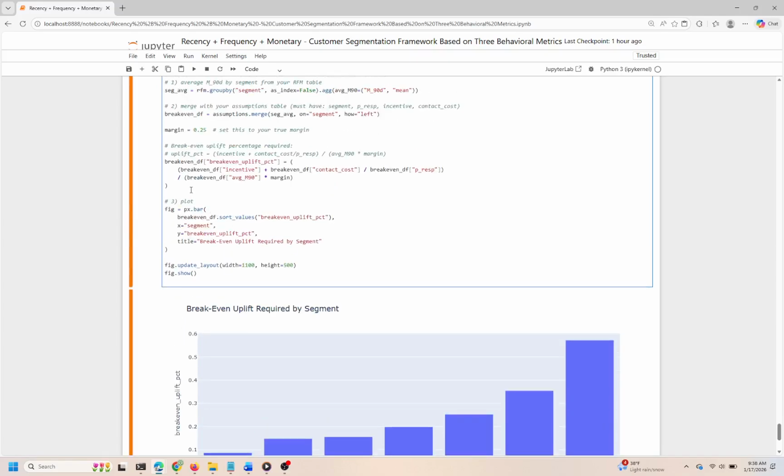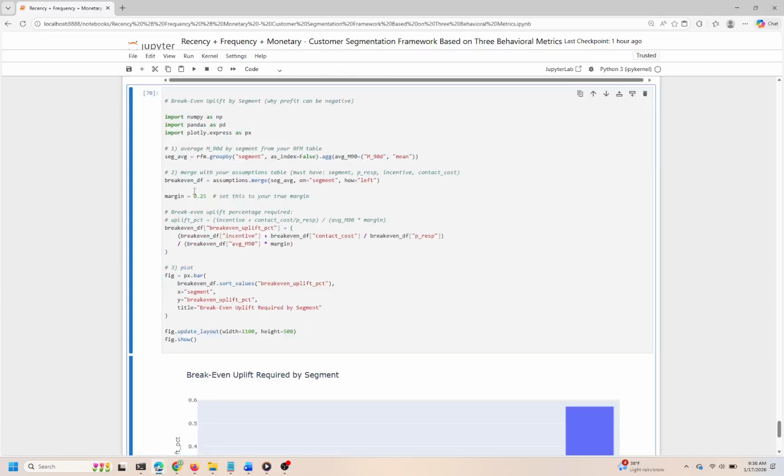Cell 28. In this cell, we're delving into how to calculate the break-even uplift percentage for different customer segments, a vital metric that helps us understand the profitability of our marketing efforts. By doing this, we identify how much additional engagement we need from our customers to make a campaign financially viable, especially when considering that profits can turn negative if we're not careful.